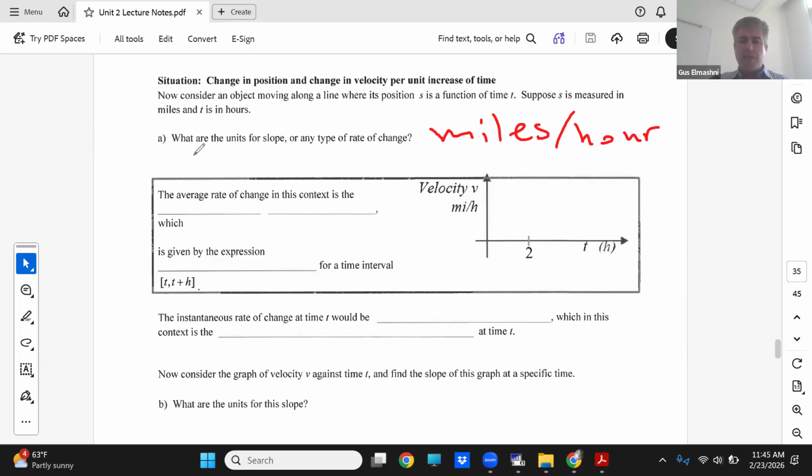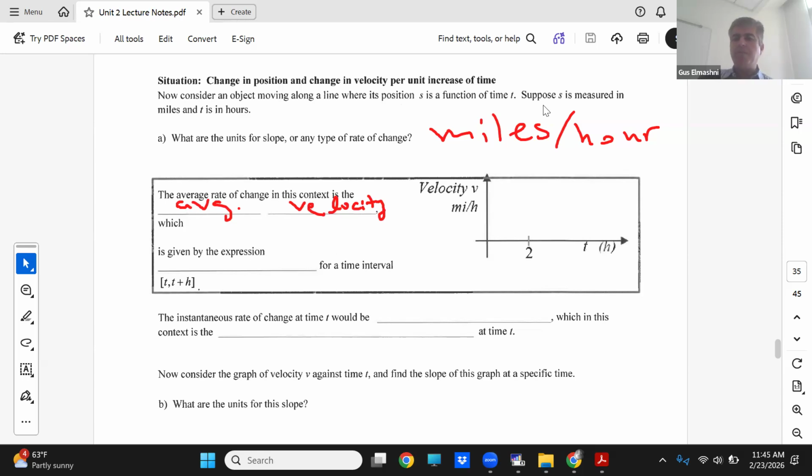So the average rate of change in this context is going to be the average velocity, which is given by the following expression. And these graphs are kind of off. I need to look at the Word document because that just seems off to me. But it's given by the following expression.